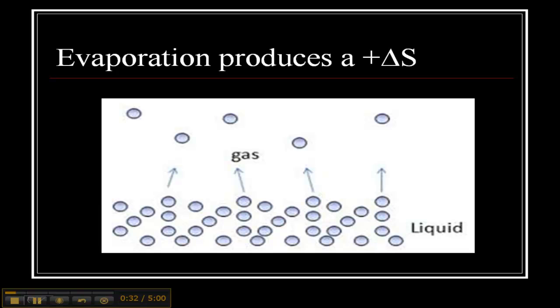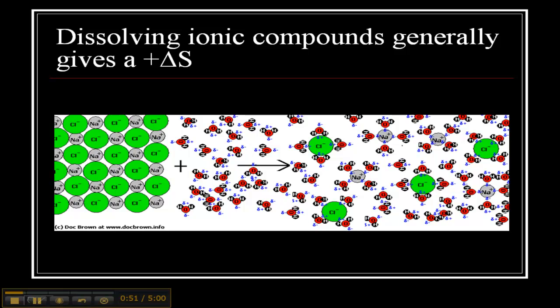For example, evaporation is going to give you a positive delta S value. Molecules go from being fairly tightly bound together in the liquid state to being really randomly dispersed and disorganized in this environment, in the air. Dissolving ionic compounds is also going to give us a positive delta S. So we go from this nice structure of being tightly packed together here in our sodium chloride compound. We get in water, and the water is going to pull apart those ions into a more random disorder.